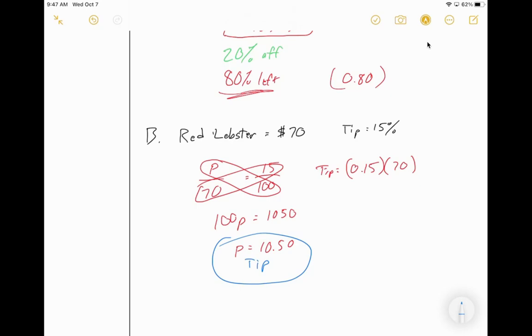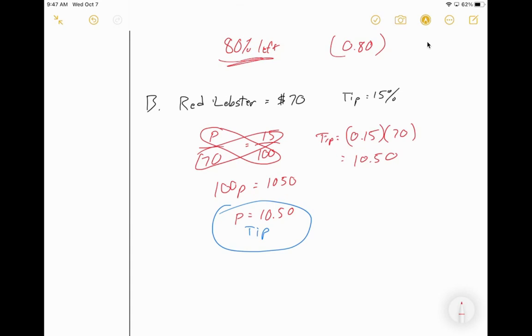Okay, so now remember, what do we have to do with this tip? Okay, I'll go back here. So this is equal to $10.50. Remember, we have to add it to the original, okay? Add it to the original. All right, so here we go. What we want to end up with is our Red Lobster dinner cost $70 plus our tip of $10.50, which is going to give us $80.50. All right. Okay, so that is how you do this problem.